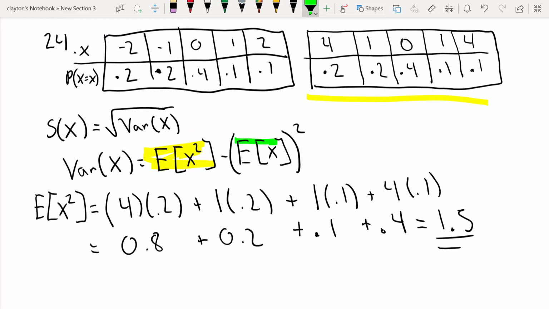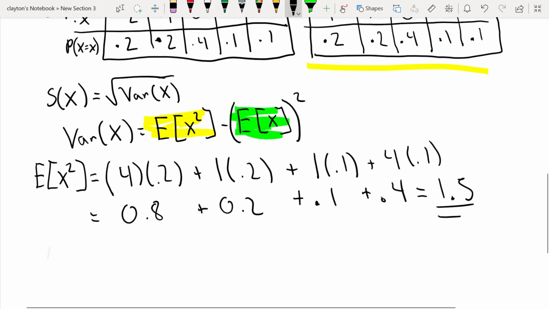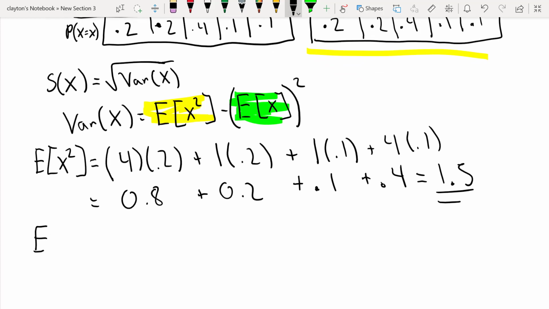And now we want to find the expected value of x, and then we'll square it. So expected value of just x. I think we found this in part 20, didn't we? Let's go check. Yeah, so in part 20, we already have this done, and I'm going to say that we know how to do this part, just to save us a little bit of time. The expected value of x was negative 0.3.